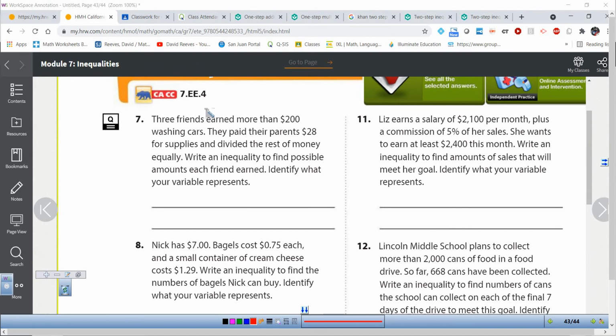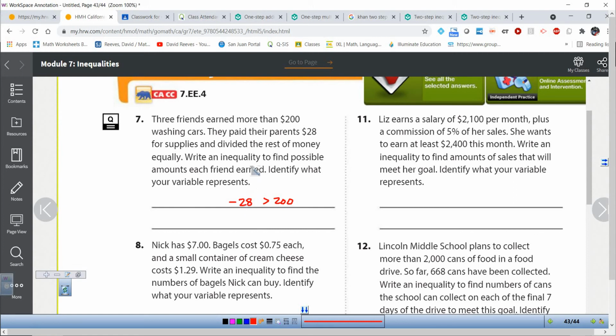Okay, so let's see. We've got 3 friends earning more than $200. All right, so they earn more than $200. All right, we want to write an inequality to find the possible amounts each friend earned. All right, so if we make the total here, right, they paid their parents $28. We're going to have to take away that $28.